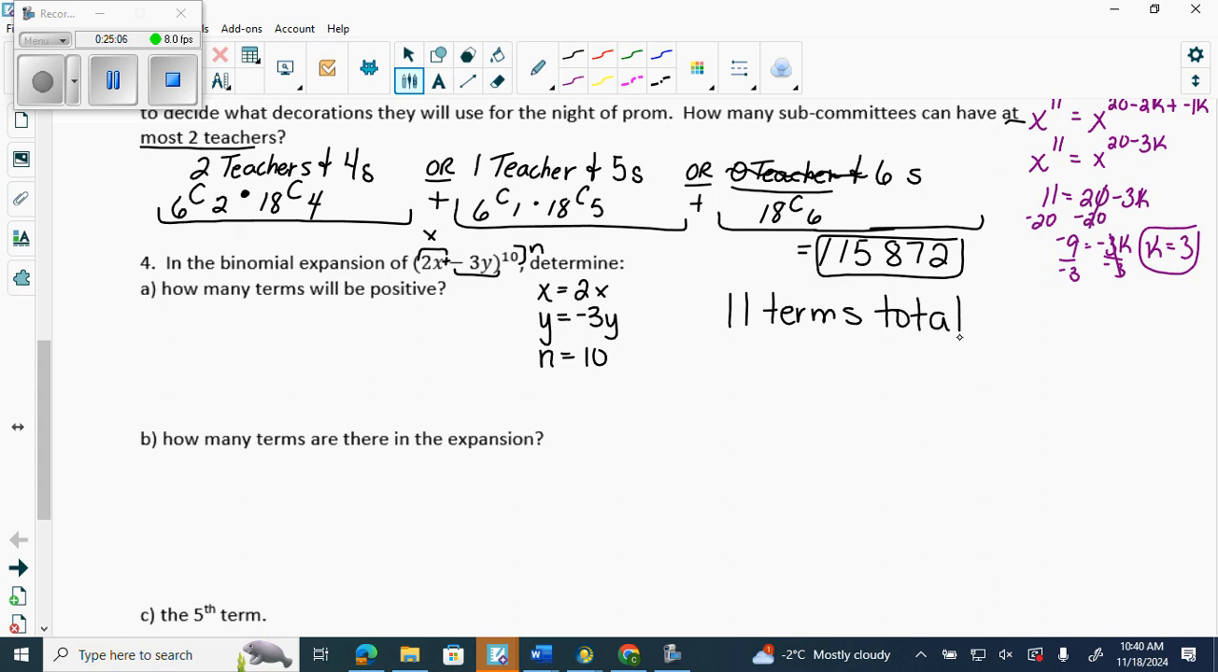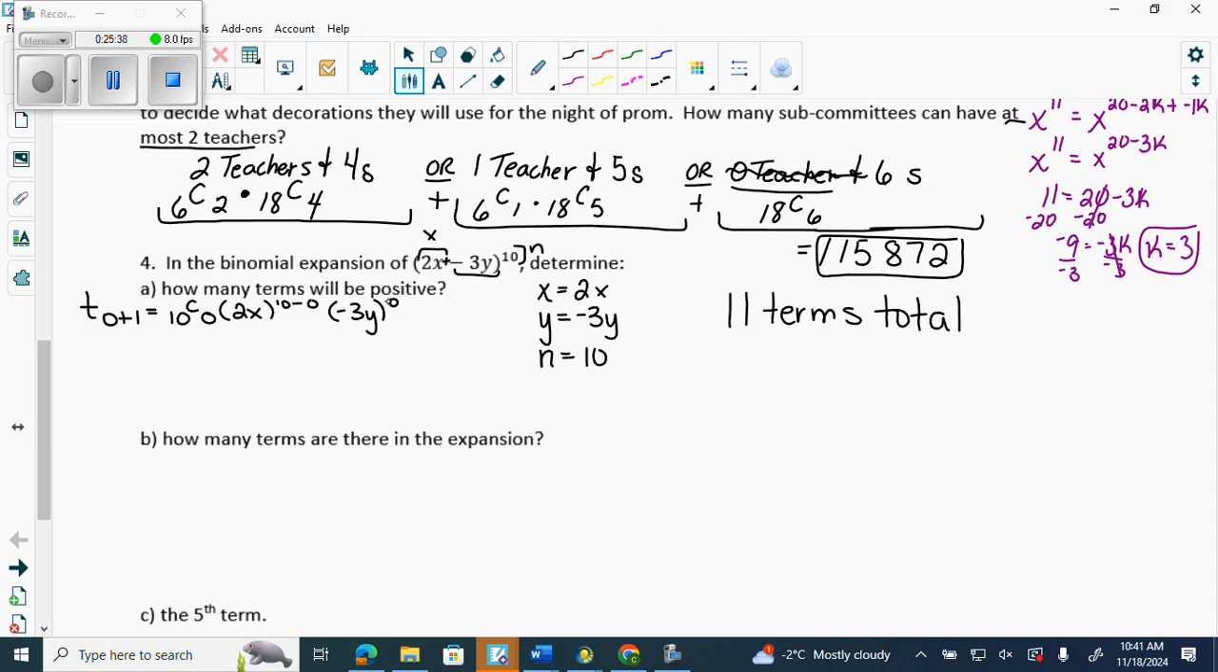So, term 1 is t sub k plus 1, so k is going to be 0, because that's the only way I can get 1. K plus 1. We agree? So I'm going to get 10C0, x, which is 2x, to the 10 minus 0, and then y, which is negative 3y, to the 0. Which is the only one that could possibly make this go negative?